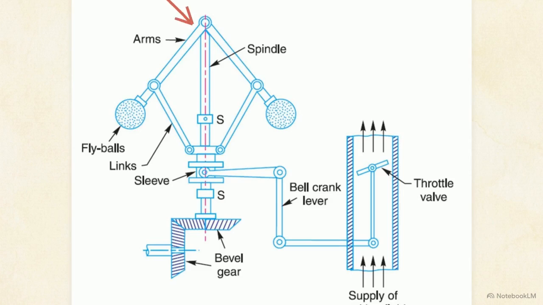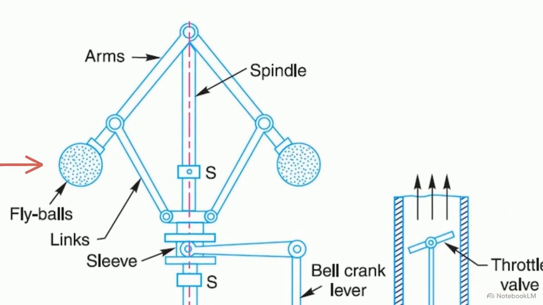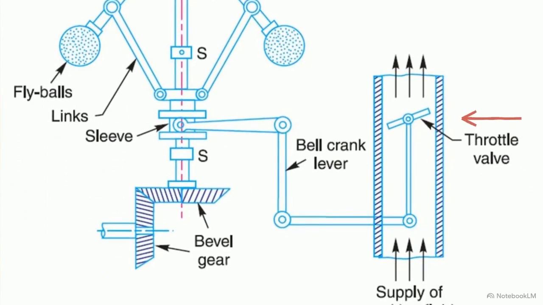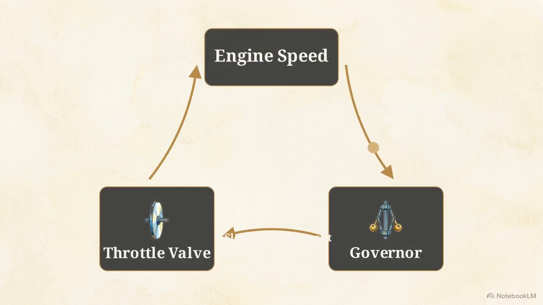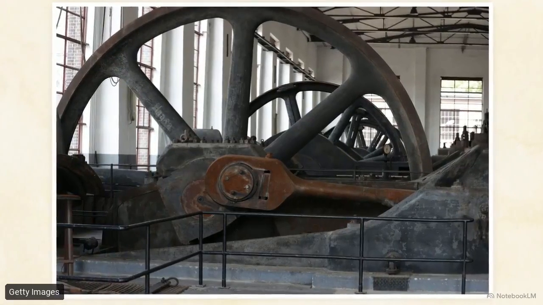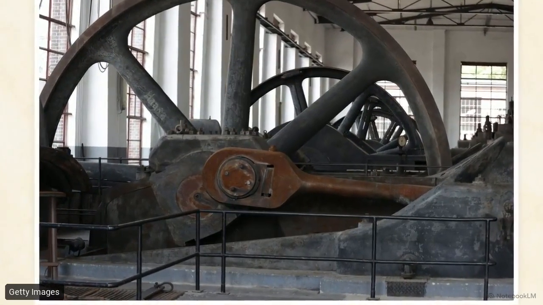The kinetic chain moves from the spindle to the flyballs, sleeve, bell crank lever, and throttle valve. As engine speed increases, faster spinning forces the flyballs outward, lifting the sleeve and closing the throttle valve to reduce fuel. The entire mechanism acts as a purely mechanical feedback loop. The engine's physical rotational speed directly dictates the valve adjustment, forcing the system back into equilibrium without requiring any digital sensors. Before we go further, we need to address a frequent point of confusion.